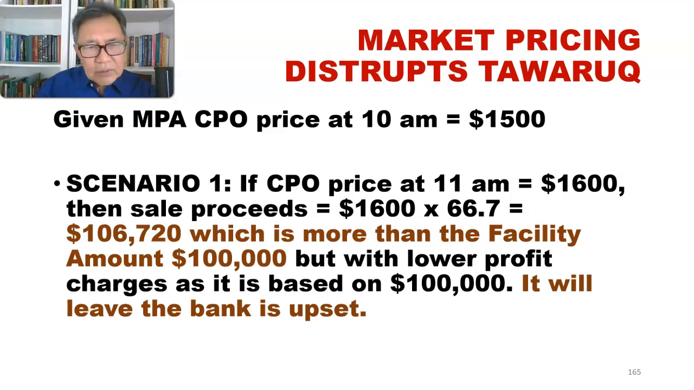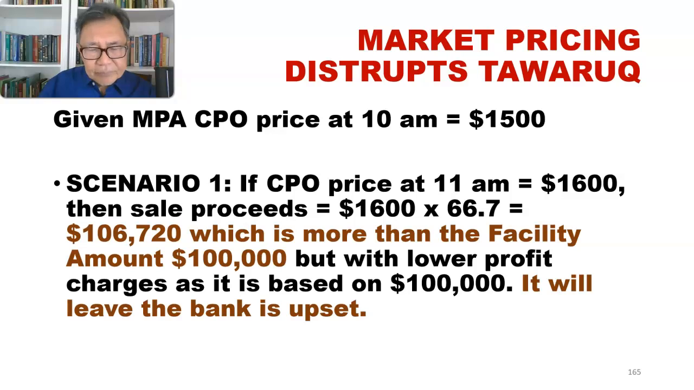So let's say in scenario 1, suppose that at 11 a.m., that is 1 hour after the MPA, the market price of the CPO has risen from 1,500 to 1,600. Then when the customer sells the CPO at 1,600, we can see that the sale proceeds will be equal to $106,720, and that is more than the facility amount of $100,000 as stated in the facility agreement.